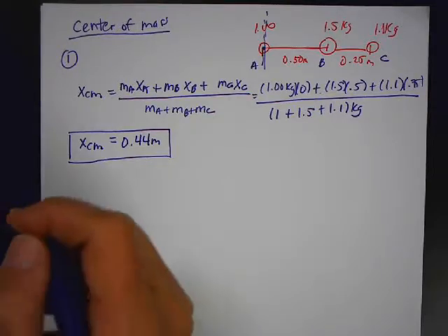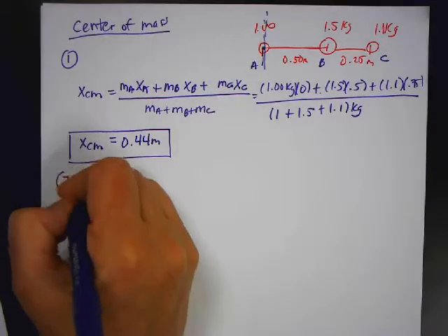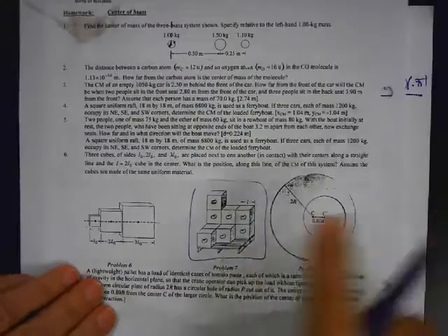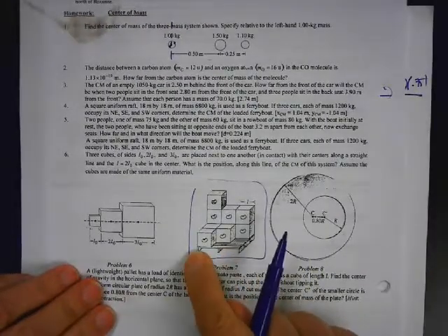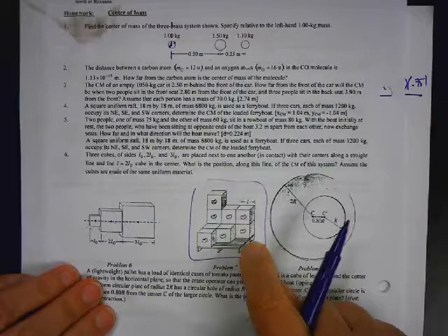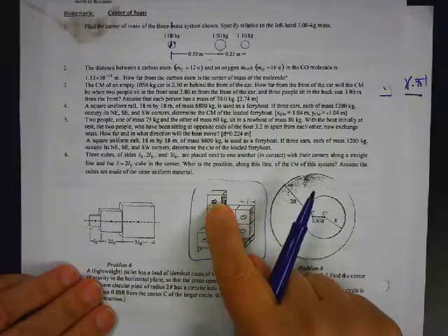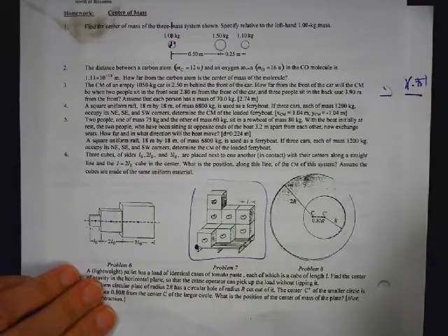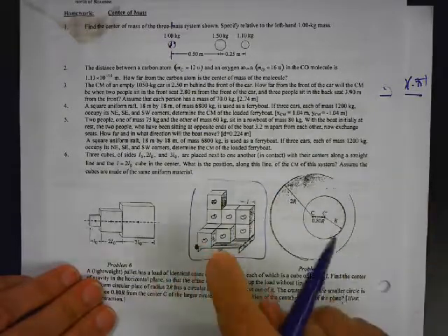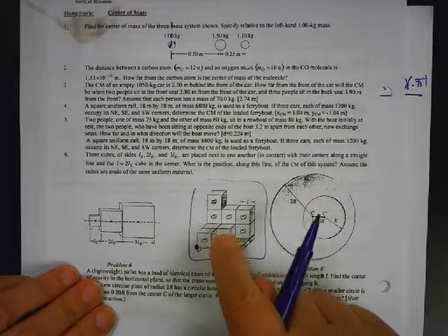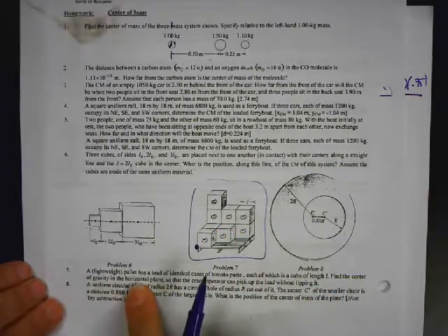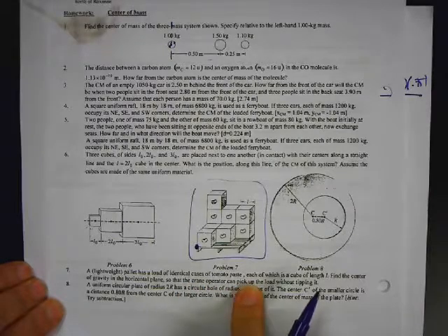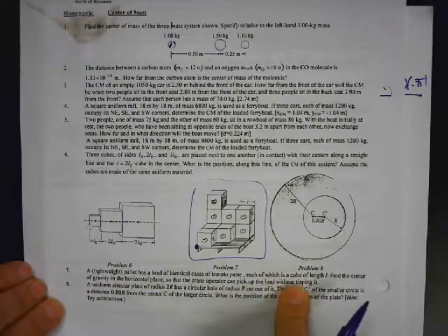So if we look at number 7, if you look at the picture on the sheet here, you have an X, you have a Y, and then you have a Z. The key to this is I'm always used to using the bottom left, kind of like the origin of a graph. Another thing is that if you read this problem, it says a lightweight pallet has a load of identical cases of tomato paste. So they have the same mass, each of which is a cube.